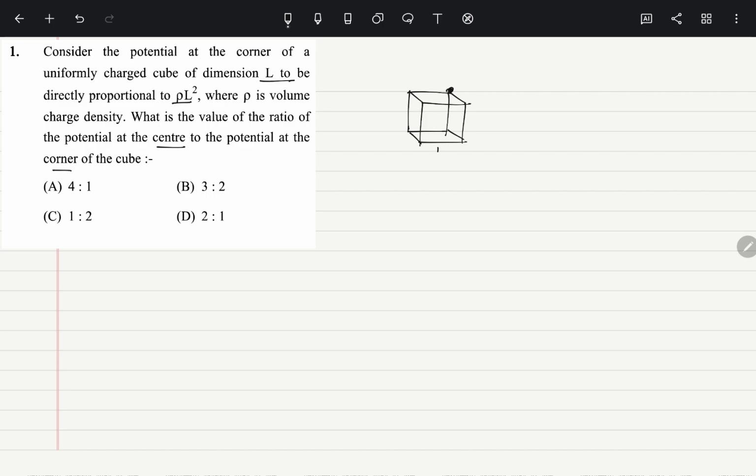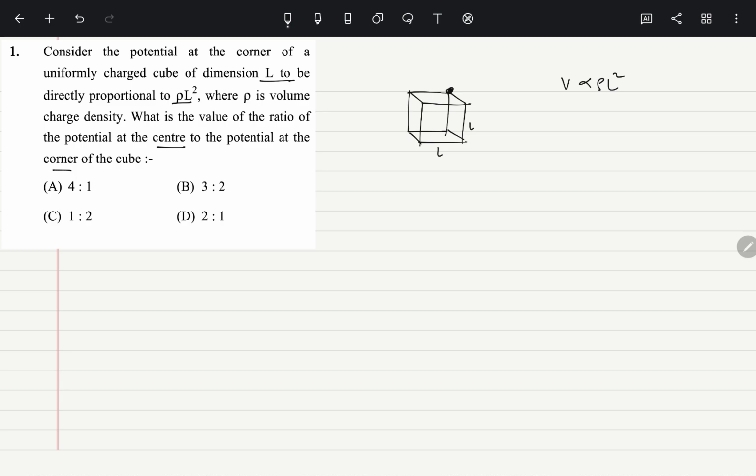So suppose this is a cube of side length L. So the potential of this corner will be written as directly proportional to rho L square, right? Now we need to find the ratio of the potential at the center to the potential at the corner. We know the potential at the corner, so we need to calculate the potential at the center. So here we'll use a symmetry concept.